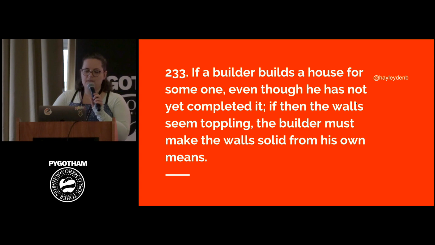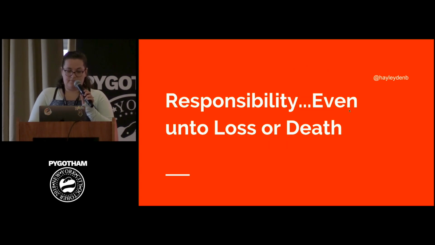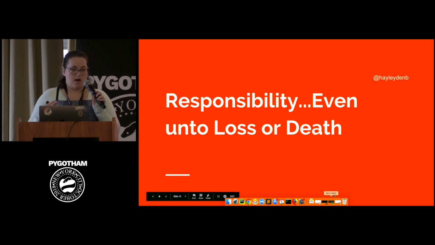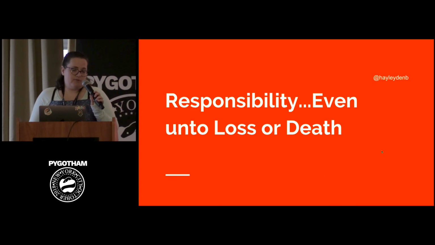Finally, 233, if a builder builds a house for someone, even though he has not yet completed it, if then the walls seem toppling, the builder must make the walls solid from his own means. So I don't know about you, but some of these sound pretty reasonable, and others don't. But the main point is responsibility. And builders under this code had to take responsibility even unto loss or death.